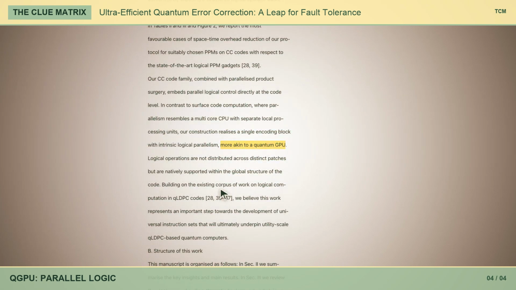They draw an interesting analogy. While surface code parallelism is like a multi-core CPU with separate processing units, their approach is more akin to a quantum GPU. It's a single encoding block with intrinsic logical parallelism. That's a fantastic analogy. Instead of explicitly routing logical qubits to separate processing units, the parallelism is baked into the very structure of the code. This could lead to a very different and potentially more efficient hardware design.